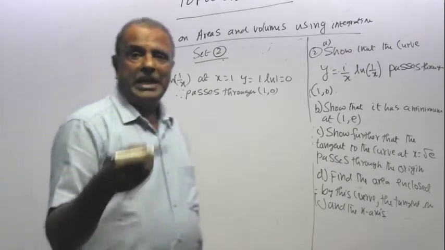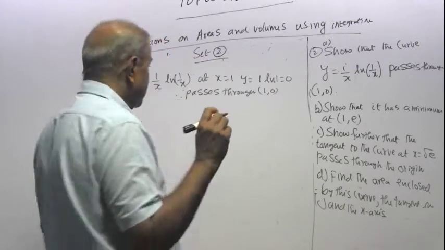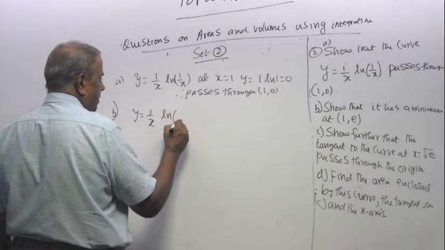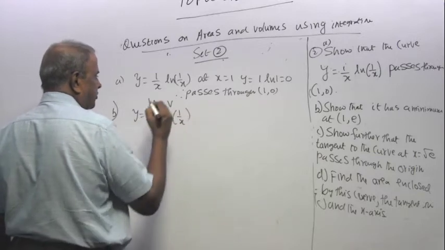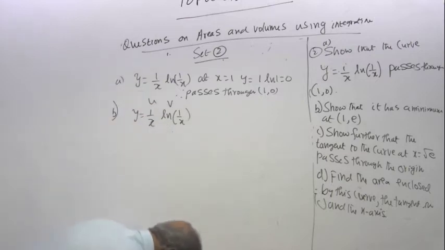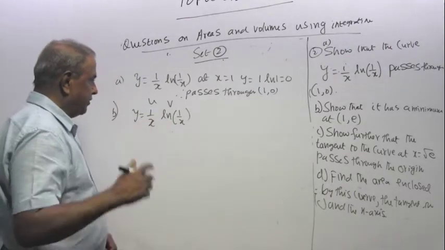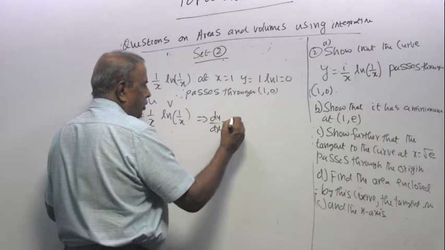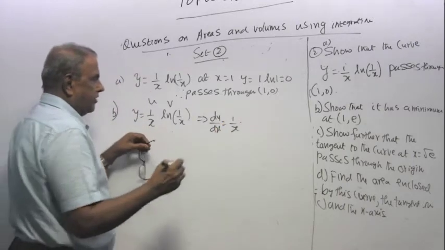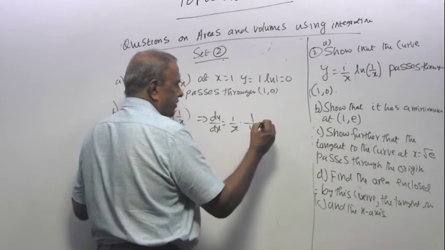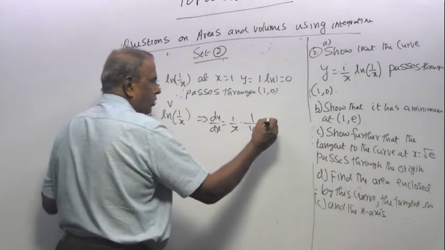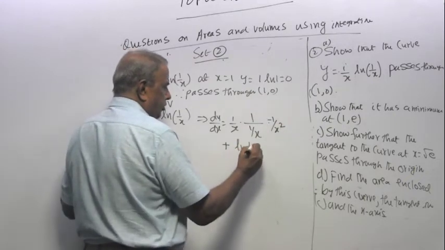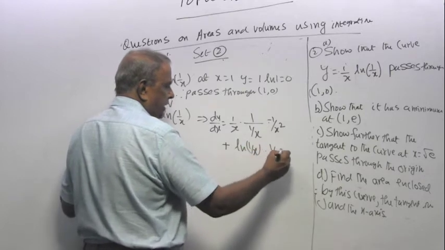Minimum or maximum, dy by dx must be 0. So what I do is, look, this is why I purposely took this. So that's U, that's V. And our students, I'll just show you how life can be easy if you can think for a minute. Suppose I do it directly. So dy by dx equal to U times dv by dx. ln gives you 1 over x times 1 over x gives you minus 1 over x squared plus v is ln 1 over x times 1 over x gives you 1 over x squared.